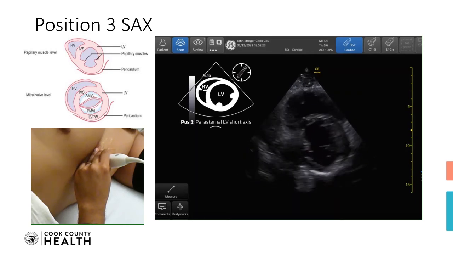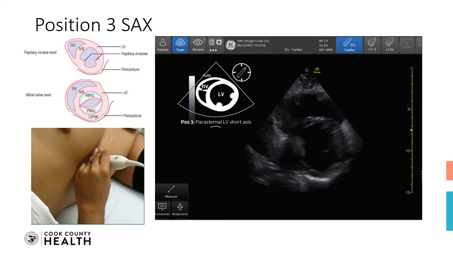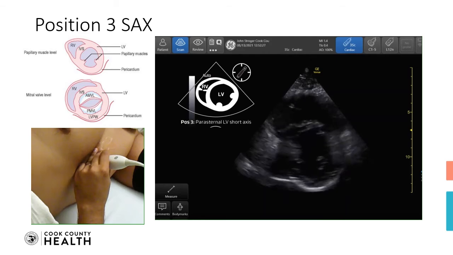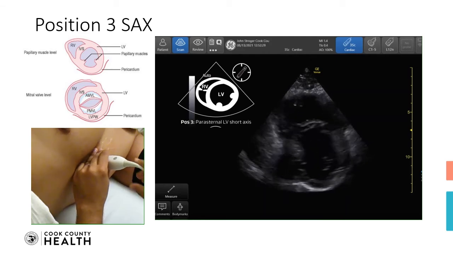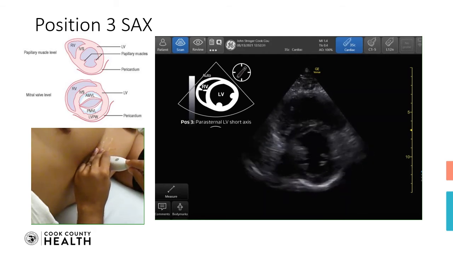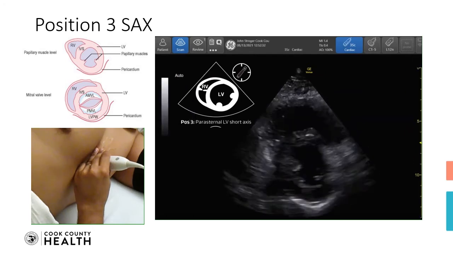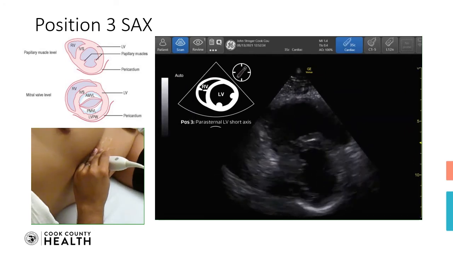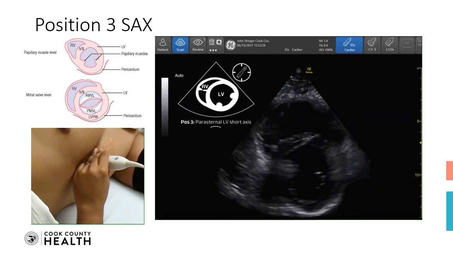I'm just changing the depth so that we get a good view, decreasing the depth to have just the heart in focus. And right, go back to full screen. And we are going back to full screen.